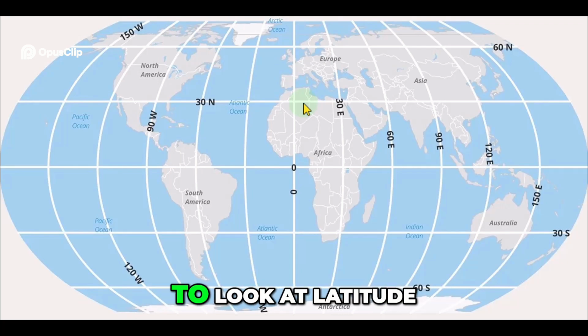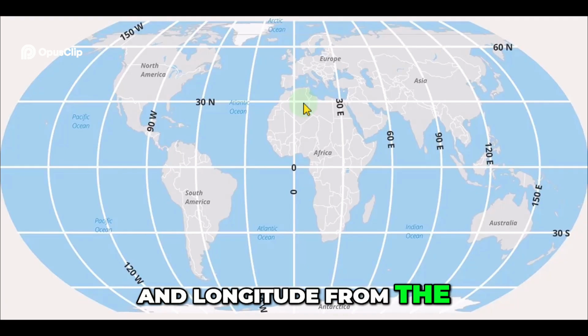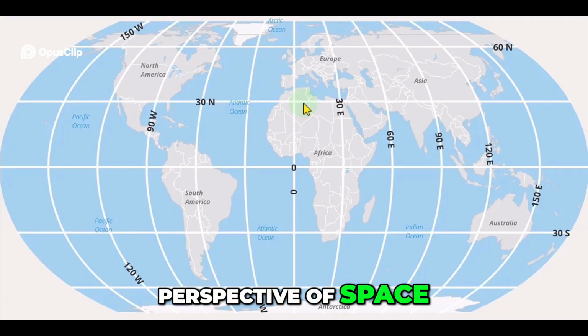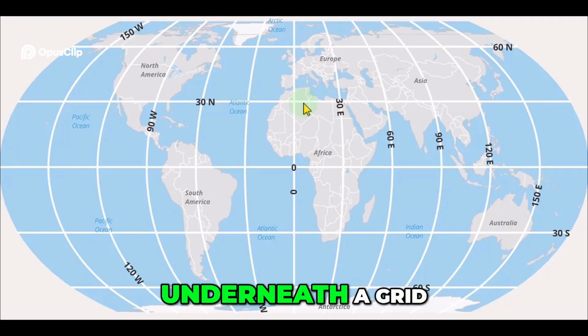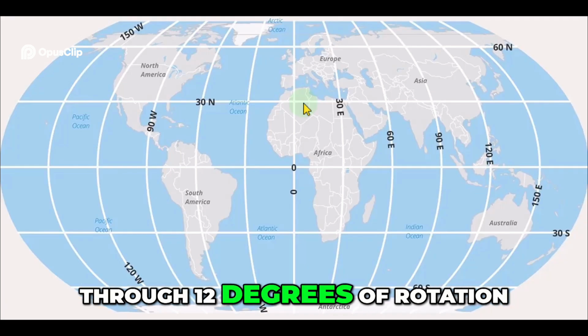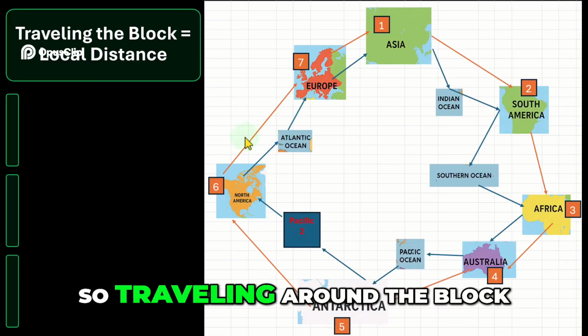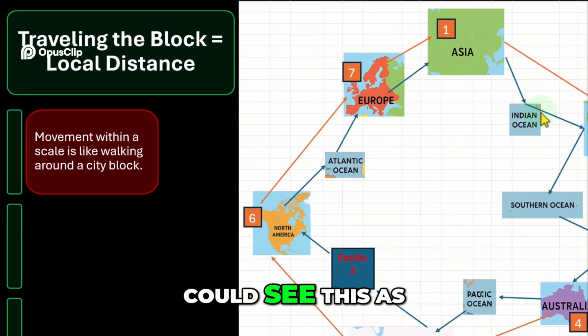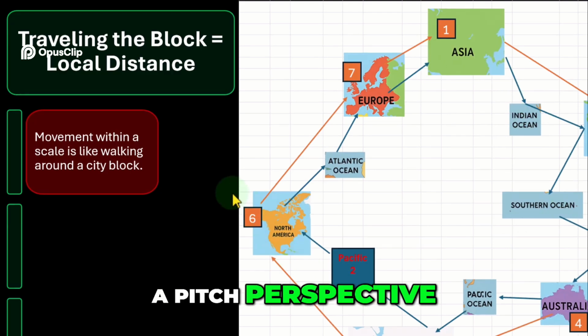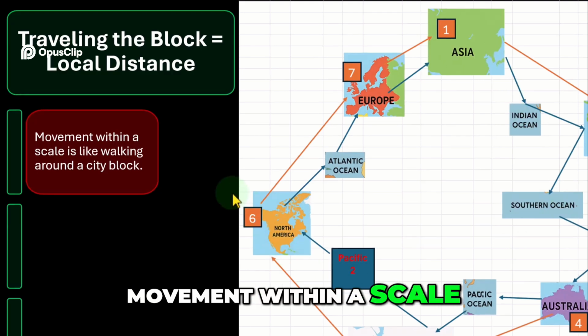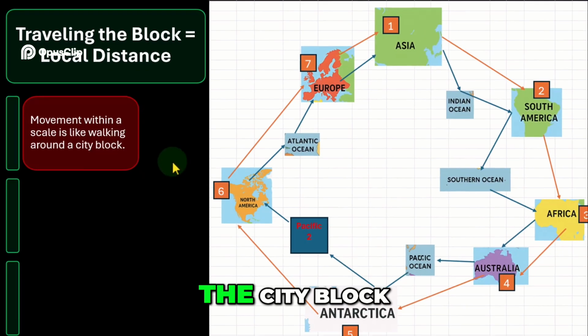It doesn't help me to look at latitude and longitude from the perspective of space as the planet rotates underneath a grid through 12 degrees of rotation, right? So traveling around the block. So once again, we could see this as a block format from a pitch perspective. Movement within a scale is like walking around the city block.